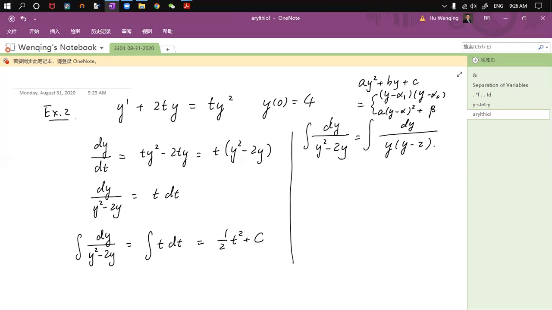How should we do this integral? Anybody has an idea? In your calculus class, what kind of method can help us to solve this problem? Do you have anything that comes to your mind? What kind of method can help us to find an antiderivative of this form?